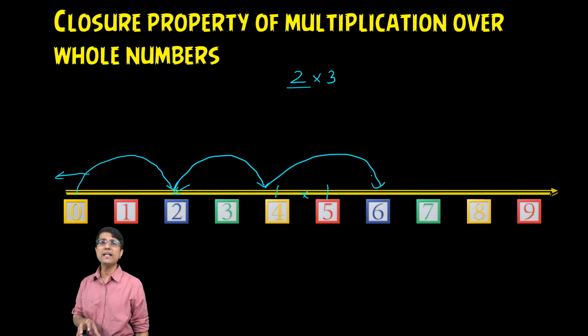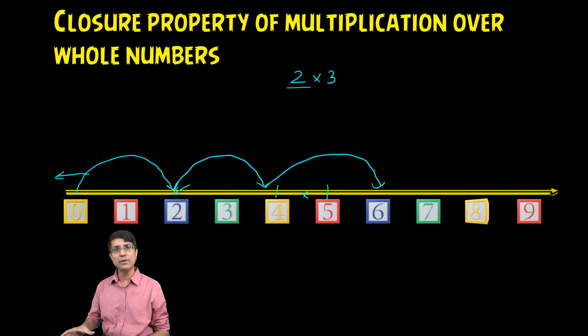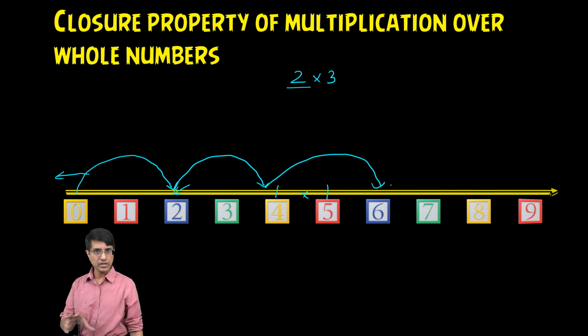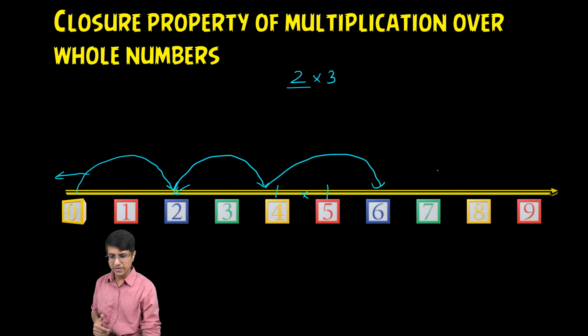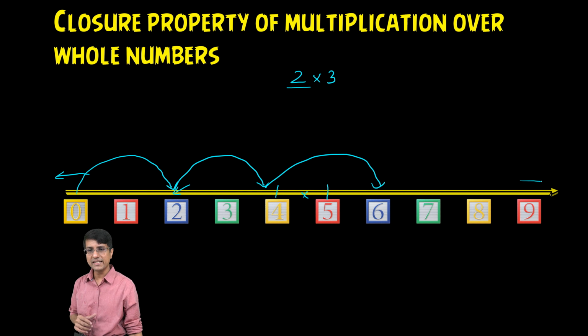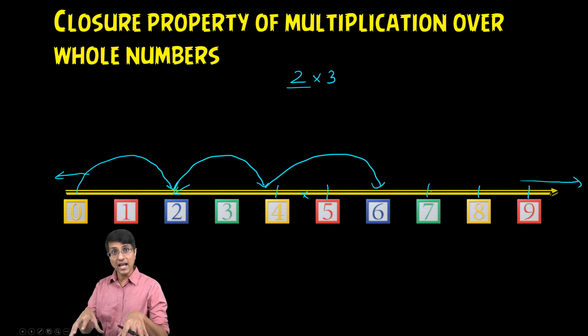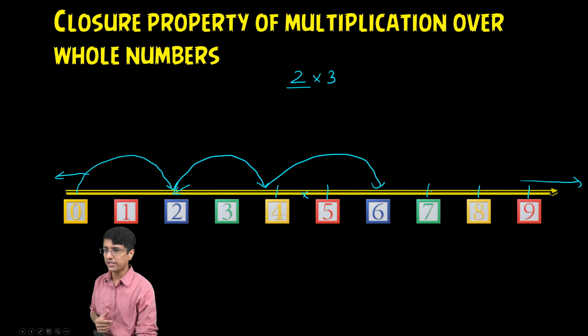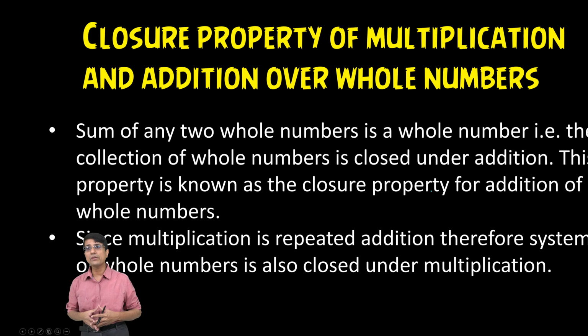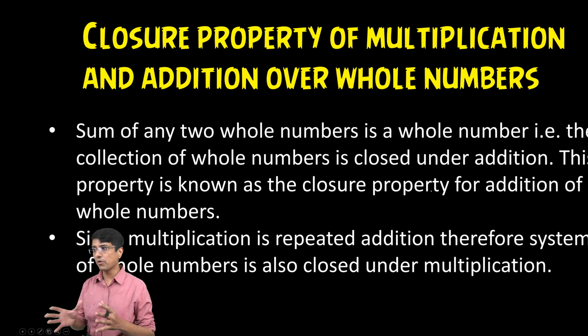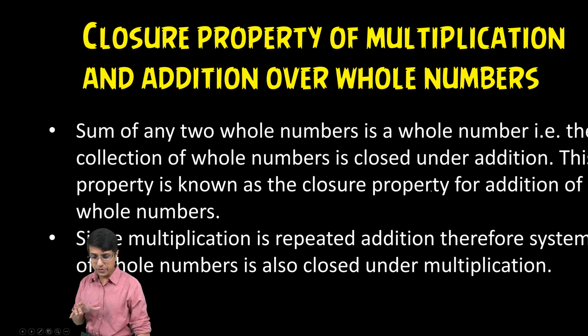So again, just because of the nature of multiplication on the number line, it would always yield whole numbers. Two whole numbers, when I multiply together, they would always yield whole numbers. Whole numbers can be very large, of course, right? But that does not matter. This line extends till infinity. It goes on and on and on. As long as my answer falls on one of these nice places where there are whole numbers, the multiplication would be closed, and of course it is. So here is the summary of the closure property of multiplication and addition over whole numbers. Very important. You can expect questions on this.